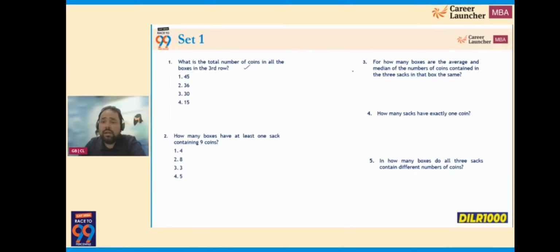Okay. For how many boxes are the average and median of the number of coins contained in the 3 sacks in the box the same? There is no CBD, there are no options, it's a theta, that means I will be guaranteed to get an answer because it's theta. For how many sacks have exactly 1 coin? Theta, I should get the answer. In how many boxes do all the 3 sacks contain different numbers of coins? Theta, I should get the answer.